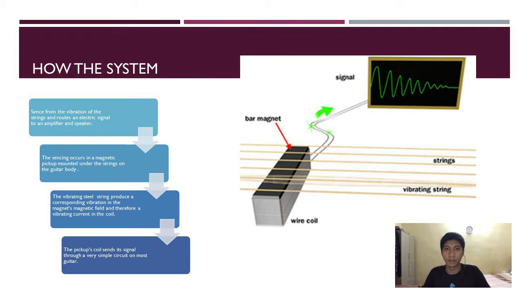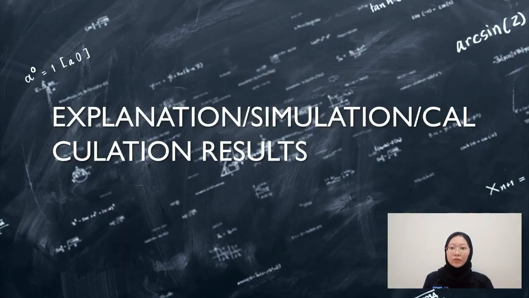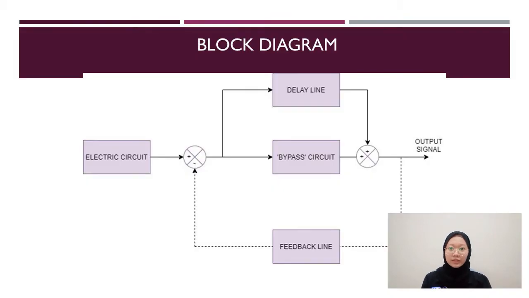That is all for me. I would like Liyana to explain further about the calculation and the simulation. Thank you. The picture attached below shows the block diagram of an electric guitar.